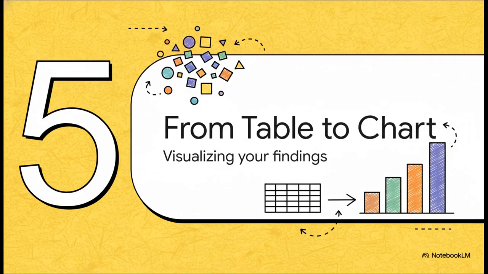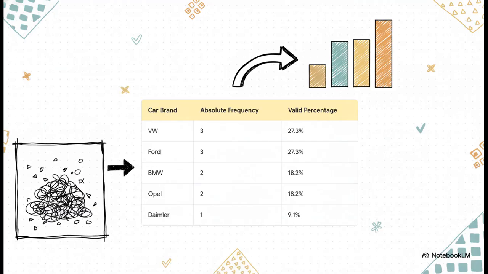Okay, so we've organized our data, we've handled the missing values. Now it's time for the final and, honestly, the most satisfying step, making our findings totally impossible to ignore by turning them into a visual. Let's use a new example from our source material. Some students were asked what brand of car they drive. The frequency table here does its job pretty well. We can see there's a tie between VW and Ford, but our brains still have to do a little work to compare all those numbers.